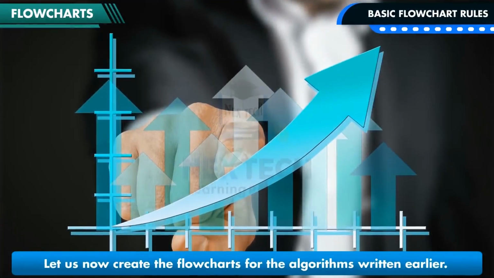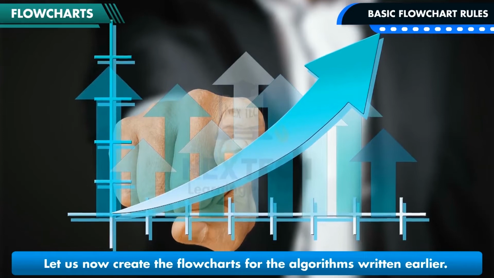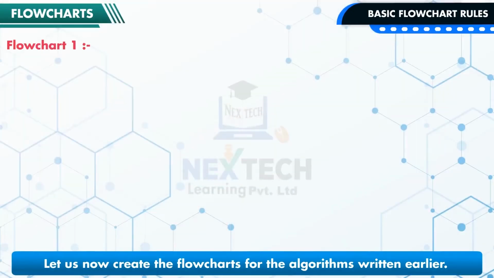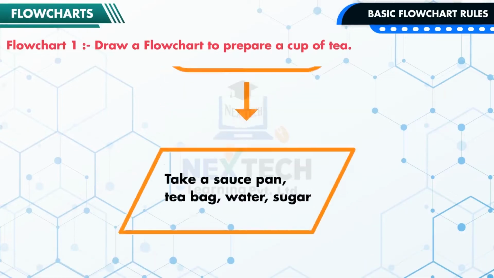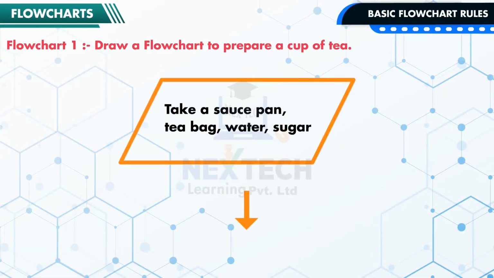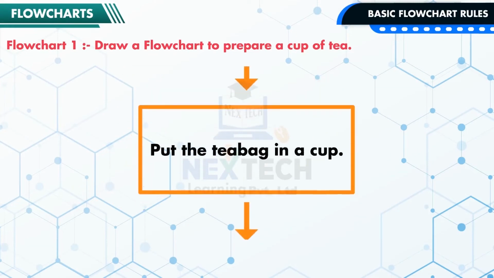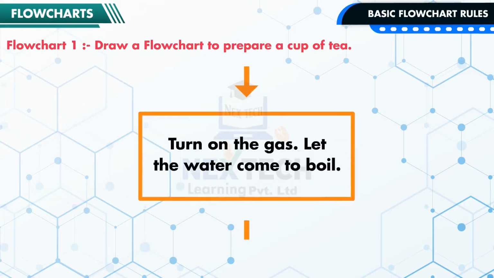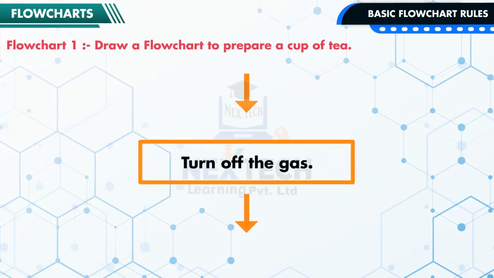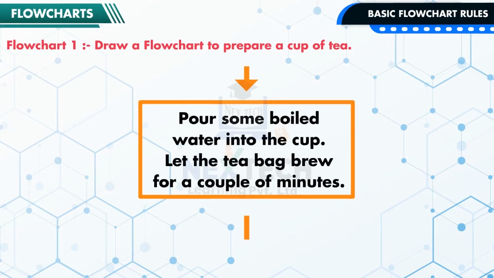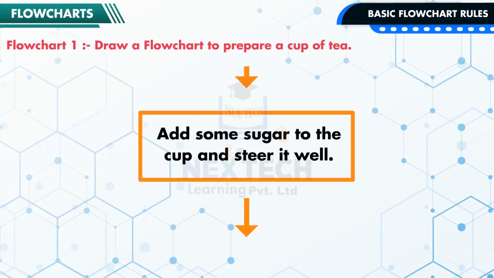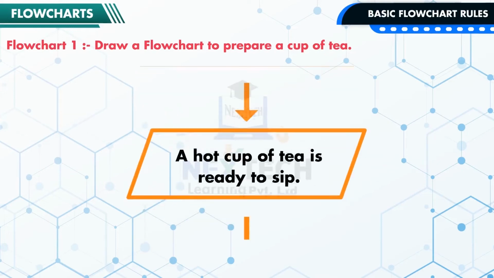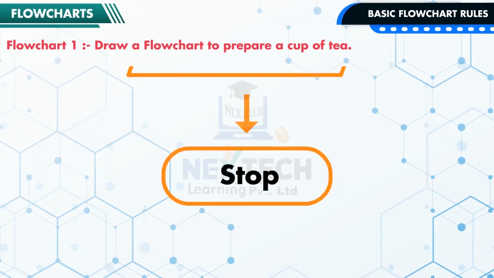Let us now create the flowcharts for the algorithms written earlier. Flowchart 1. Draw a flowchart to prepare a cup of tea. Start. Take a saucepan, tea bag, water, sugar. Put the tea bag in a cup. Fill the saucepan with water. Turn on the gas. Let the water come to boil. Turn off the gas. Put some boiled water into the cup. Let the tea bag brew for a couple of minutes. Add some sugar to the cup and stir it well. A hot cup of tea is ready to sip. Stop.